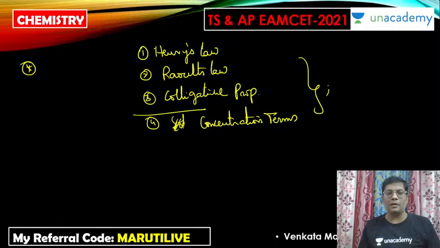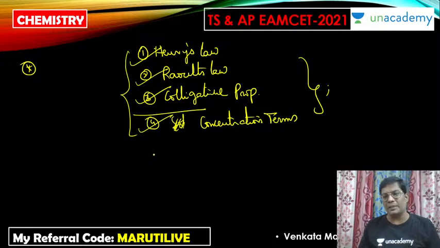These four are the important topics. Henry's law మీద ఒక ప్రాబ్లం అడుగుతాడు, రౌల్ట్స్ లా మీద ఒక ప్రాబ్లం అడుగుతాడు, కాలిగేటివ్ ప్రాపర్టీస్ మీద ఒకటి ఉంటుంది, కాన్సంట్రేషన్ టర్మ్స్ మీద ఒక ప్రాబ్లం ఉంటుంది. If you know all these four important topics, definitely you will crack the solutions chapter. There is no doubt about it.